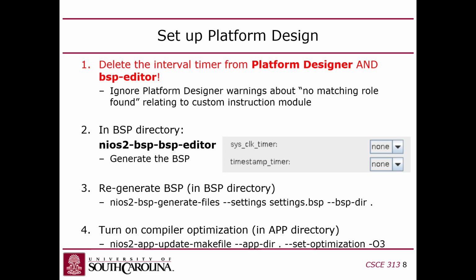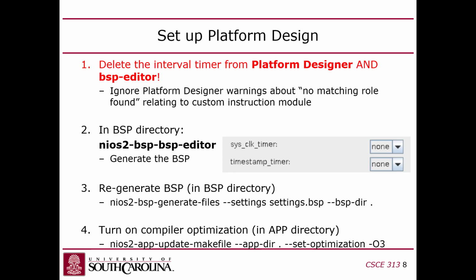But generally speaking, when you're debugging, you don't use optimization. Once you're done debugging and you're convinced your code is working, then you turn on optimization and you get a free speed boost, because it's going to generate your code in a way that speeds things up. So the way you do that is you go into your software directory and you type: nios2-app-update-makefile --app-dir . (the current directory) --set optimization -O3. You guys with me? Now this is going to optimize your lights project.